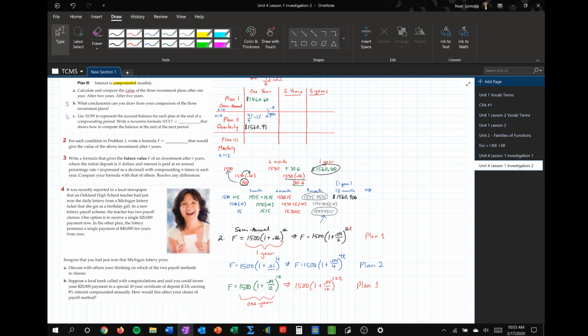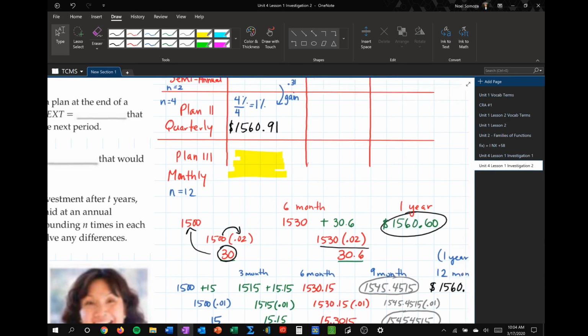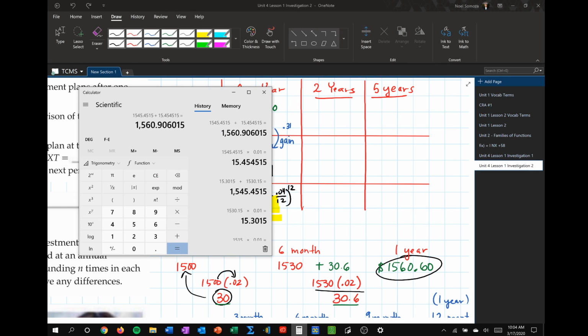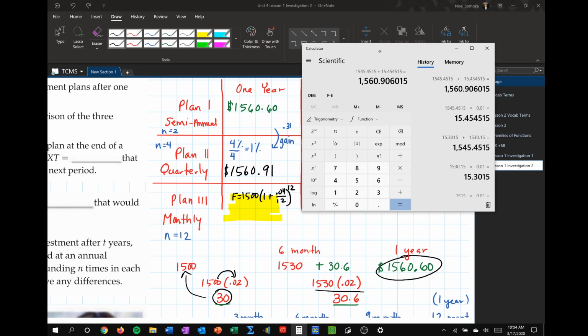Okay, so I want to know what fits here. So we can go ahead and use that formula. Okay, it was F equal to 1500 times 1 plus my annual rate of 0.04 divided by 12. But because I have to do this 12 times, right, it's to the 12th power. All right, so now that final value, let's go ahead and do it.